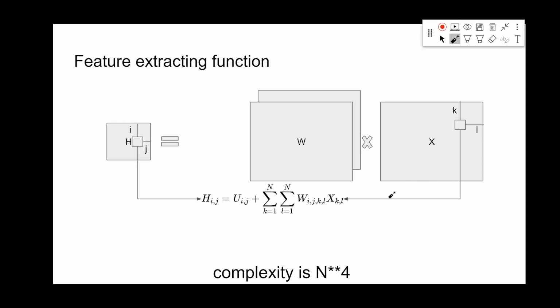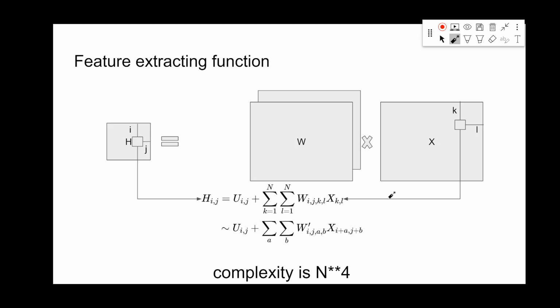But it's obvious that the complexity will be high. For each H_ij, we need to do n squared multiplications, and we have n squared pixels, so the total complexity will be n to the power of 4. It's obvious that the computation cost is very high.